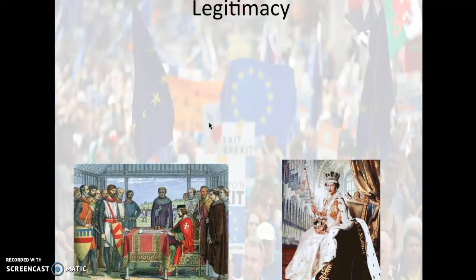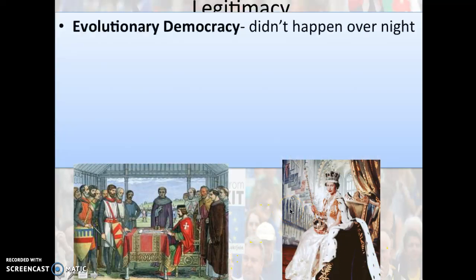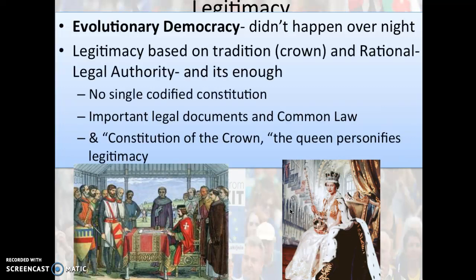Legitimacy. So here is a picture or depiction of the Magna Carta being signed, and this is Queen Elizabeth II. So its legitimacy is considered an evolutionary democracy. Because the democracy didn't happen overnight, you can't point to a day on a calendar like we can in the United States and say, September 17th, 1787 is the day we become a constitutional democracy. They don't have that in the UK. Their democracy evolved over centuries.